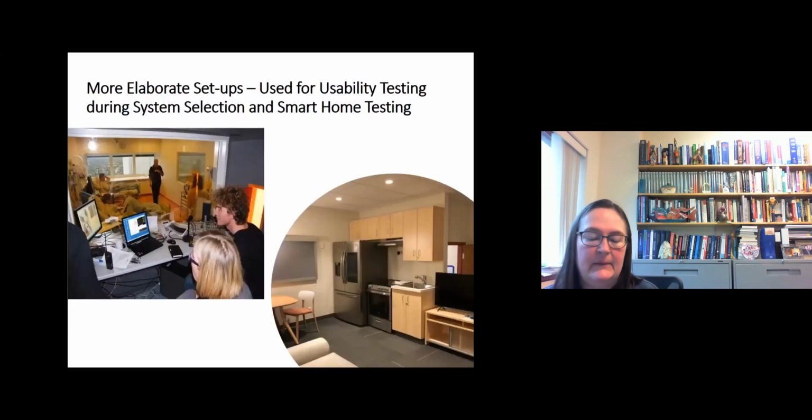And so there's different types of settings. This upper left-hand setting is an example of a simulation lab where you have a physician and 2 artificial patients, and then you have the usability team evaluating a new technology in the sim lab. In the below, this is actually a picture of our smart home lab, where we're looking at different types of user interface designs and software, as well as devices on home use of health technologies.